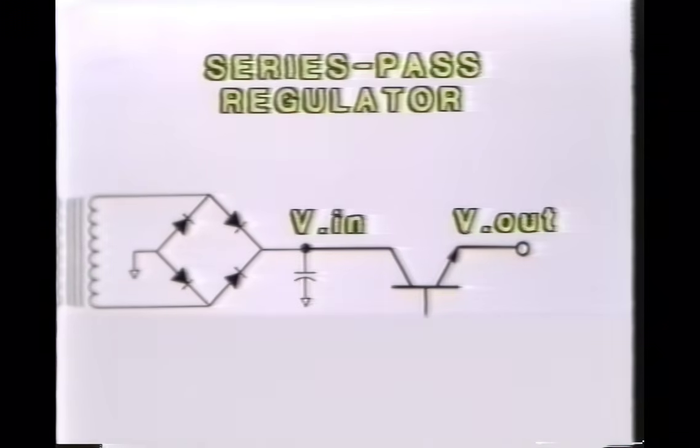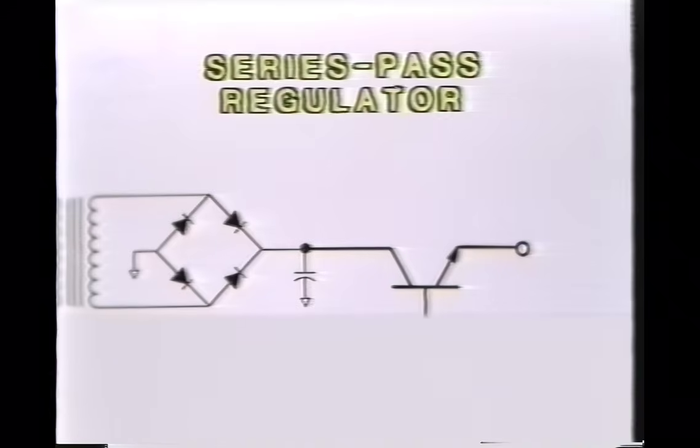And the part that we use is a transistor. This is known as a series pass regulator circuit. And in the series pass regulator, the unregulated input voltage is connected to the collector of the transistor, and the regulated output voltage is taken from the emitter. But how can a transistor function as a voltage regulator? Let's take a close look and find out.